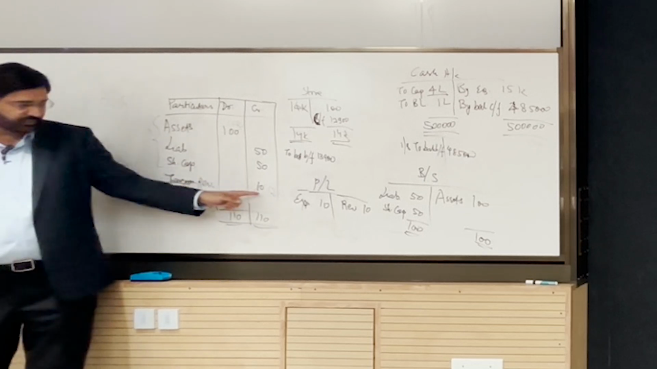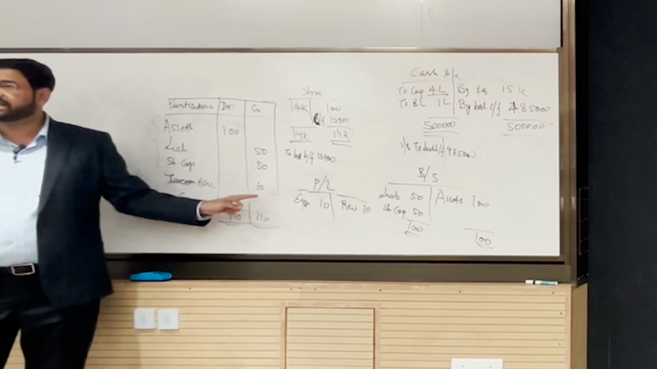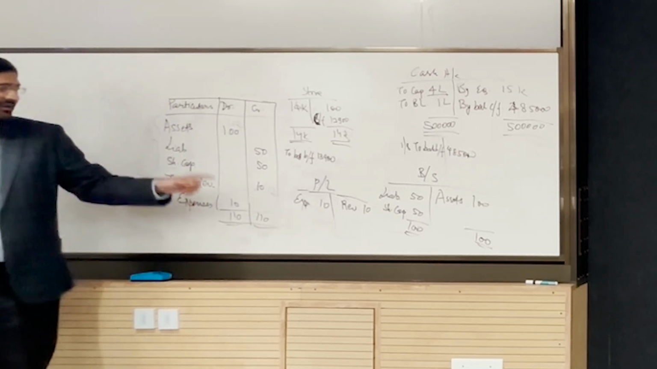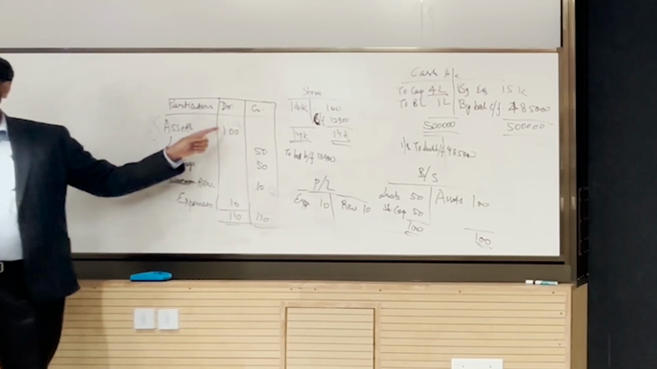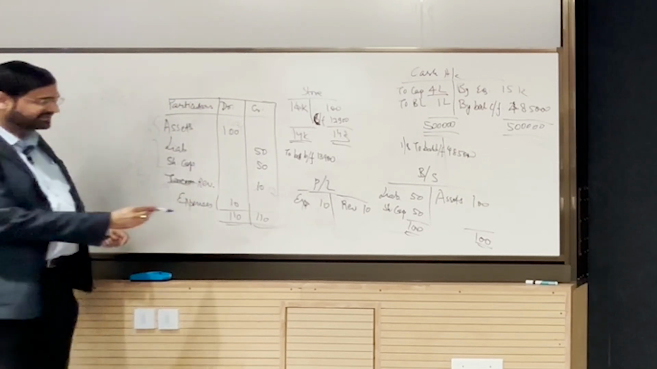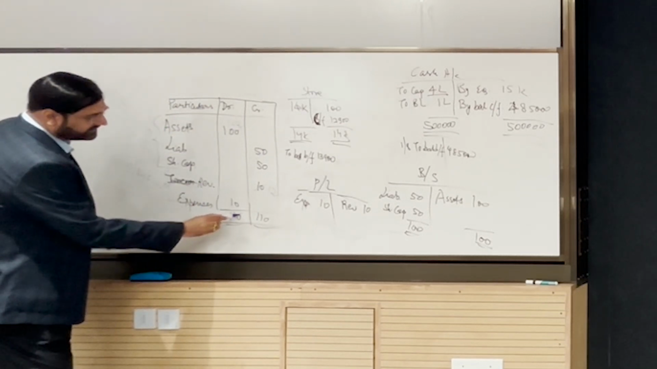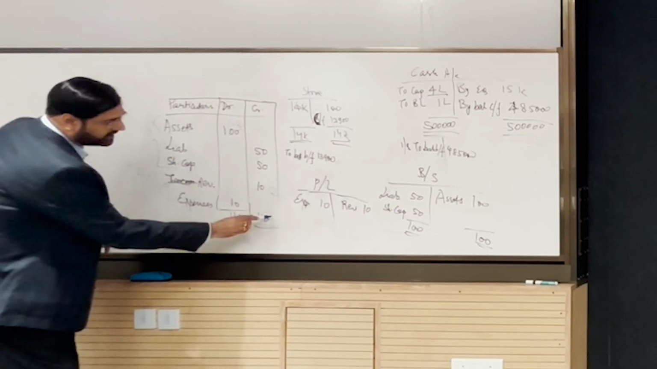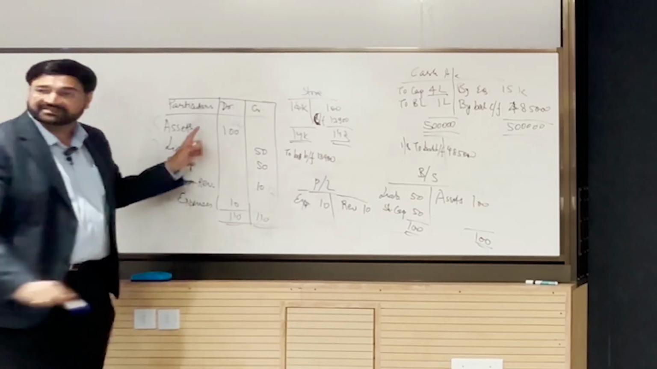Assets, just look at the blue part. Revenues have gone up from 10 to 12. This is a correction needed. And assets have gone up from 100 to 102, and the trial balance is still balancing. Earlier the total was 110, now it is 112. 110 becomes 112. Trial balance is balanced.